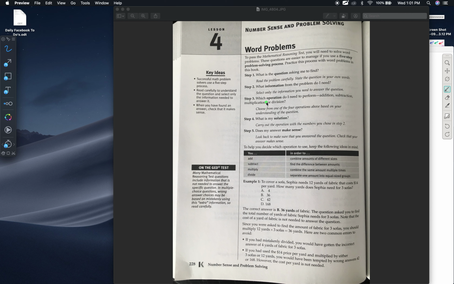Which operation do I need to perform? Addition, subtraction, multiplication, or division? Choose from one of the 4 operations above based on your understanding of the question. What is my solution? Carry out the operation with the numbers you chose in step 2, which is select only the information you need to answer the question. Does my answer make sense? Look back to make sure you answered the question. Check your answer. Check that your answer makes sense.